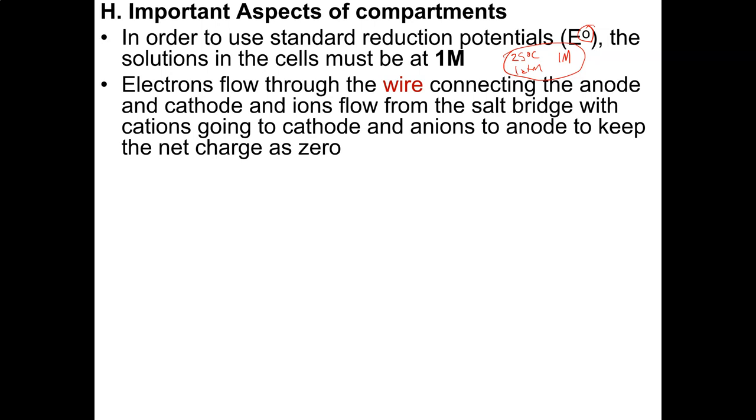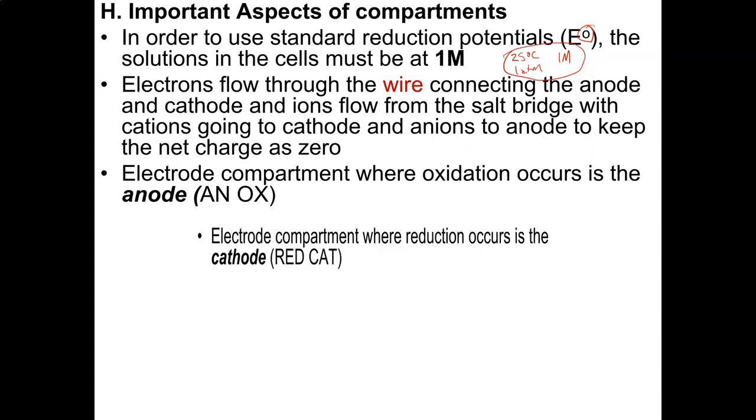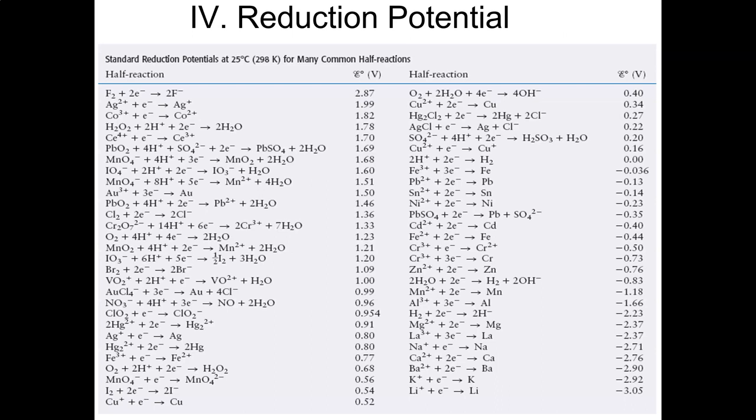Electrons flow through the wire, connecting the anode to the cathode, and ions flow from the salt bridge, but cations go to the cathode and anions going to the anode. So we've talked about all this, but it's just reiterating that. Electrode compartments where oxidation occurs, that's an ox, and remember red cat. Just remember an ox riding a red cat. That's how you can remember anode is always oxidation, cathode is always reduction.